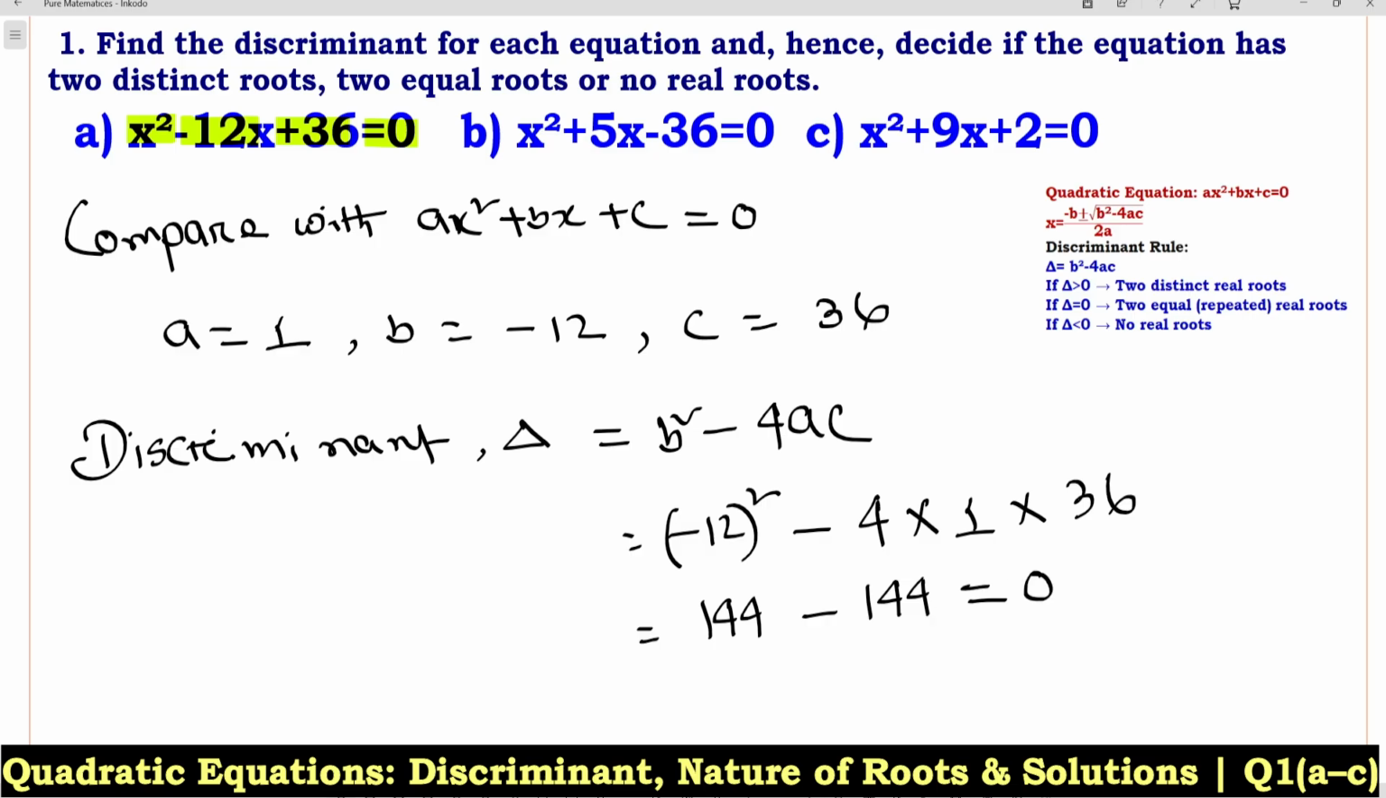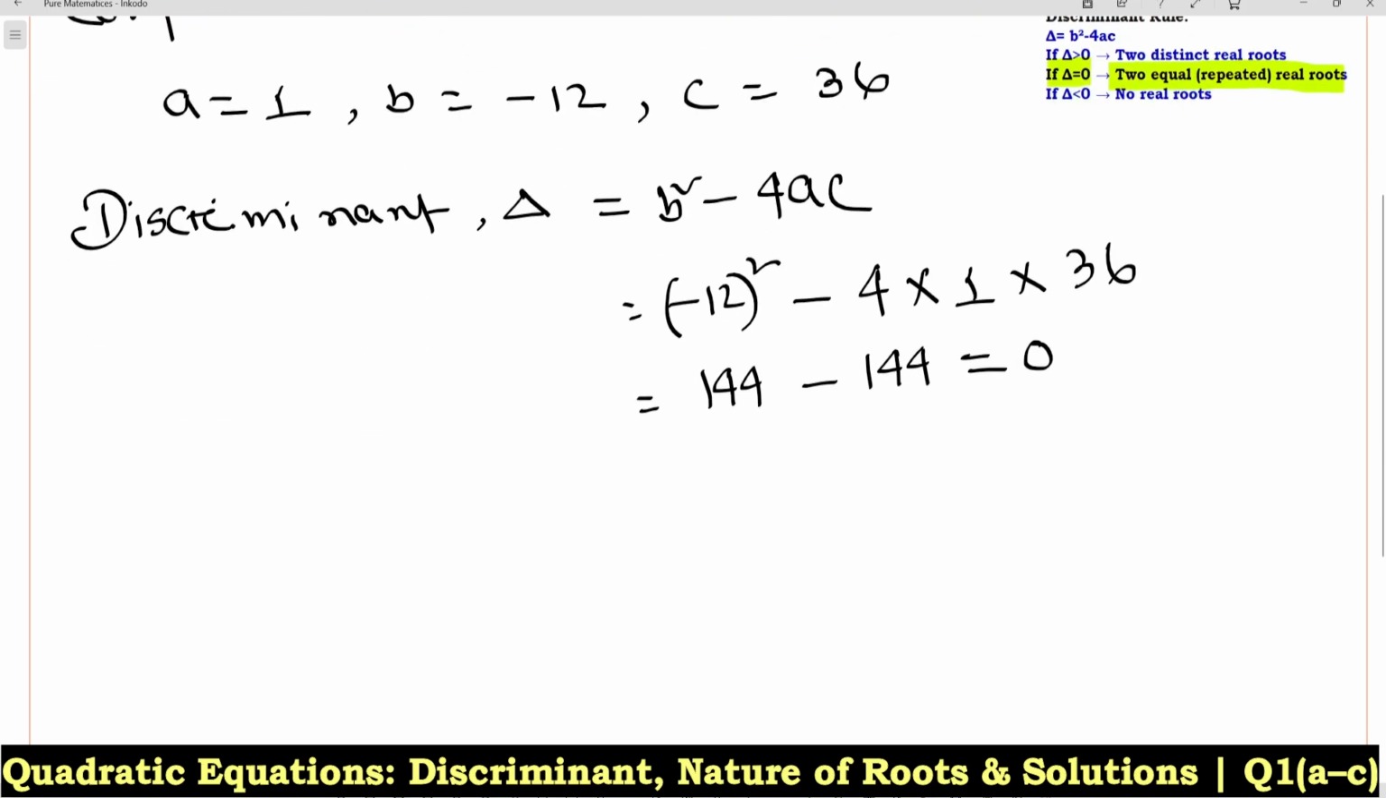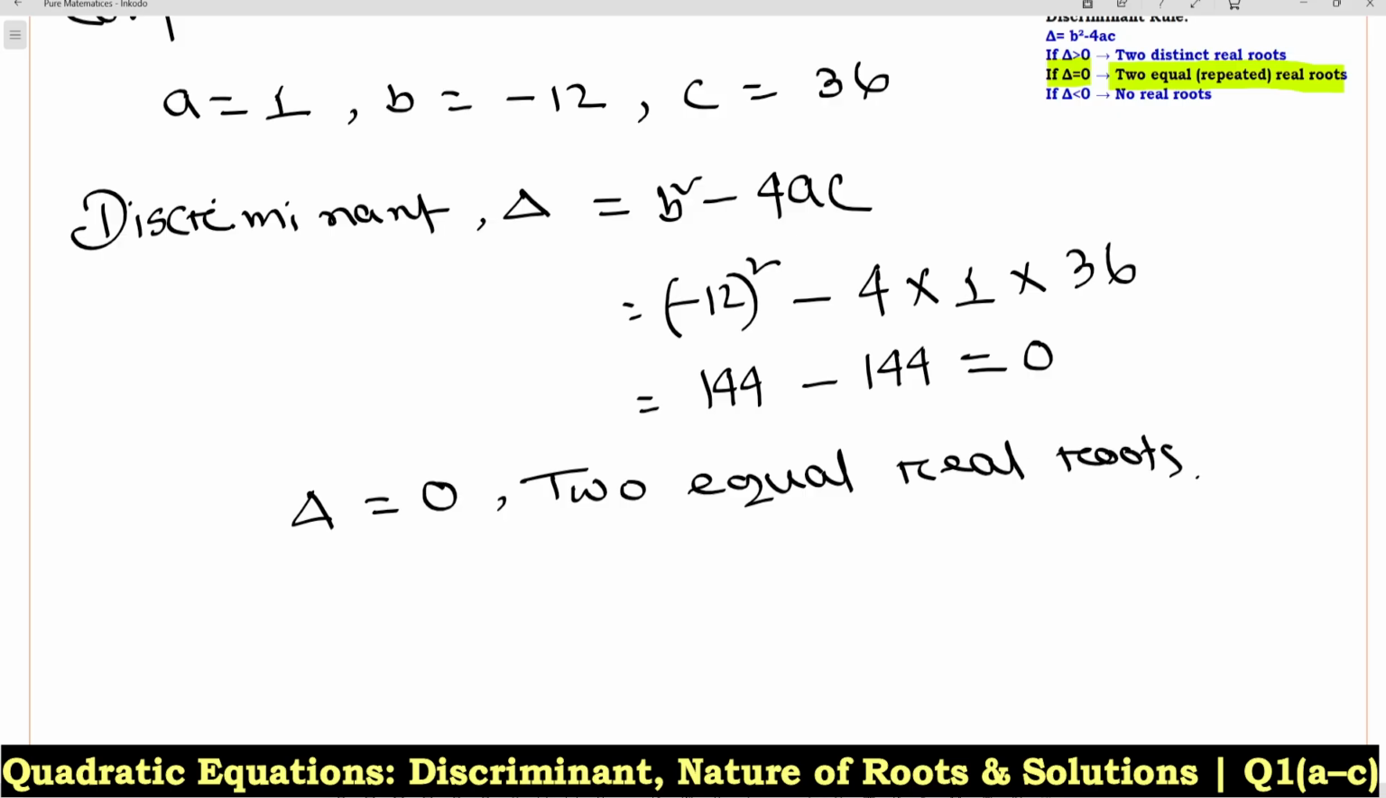So what is the rule? If the discriminant, or delta, equals 0, it means two equal, repeated real roots. Right? So delta equals 0. It means two equal real roots. So what will be that number?